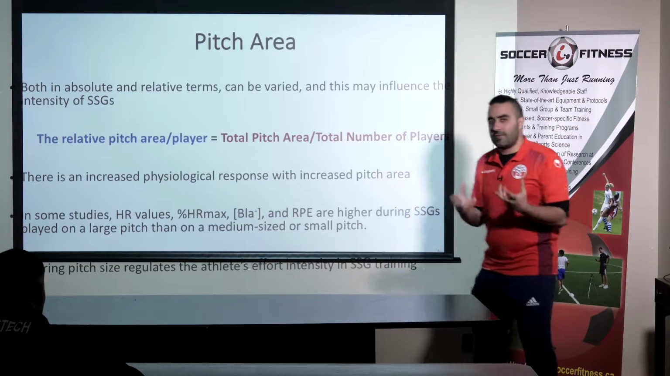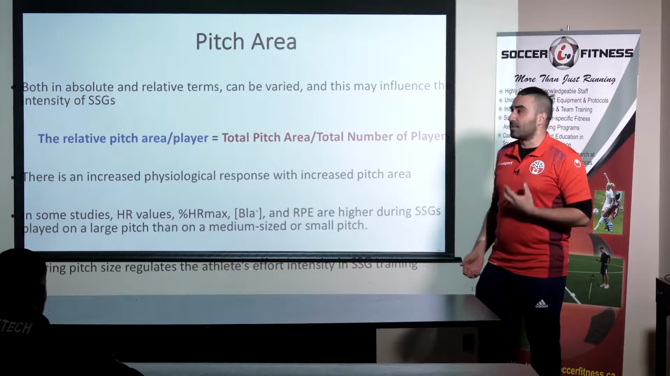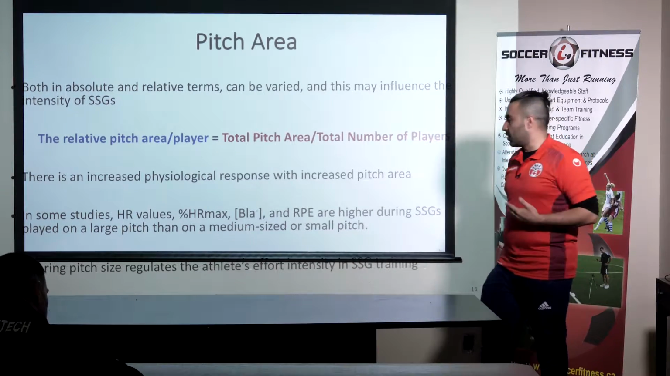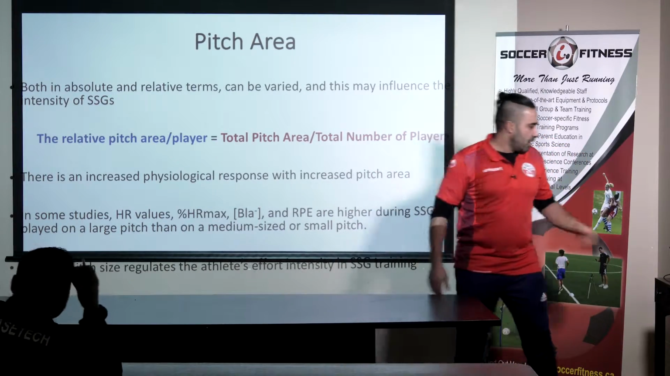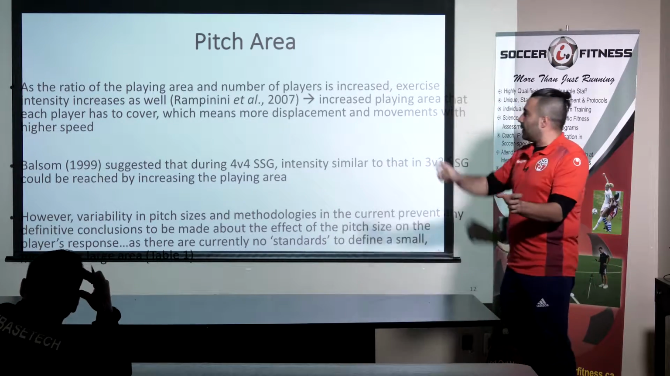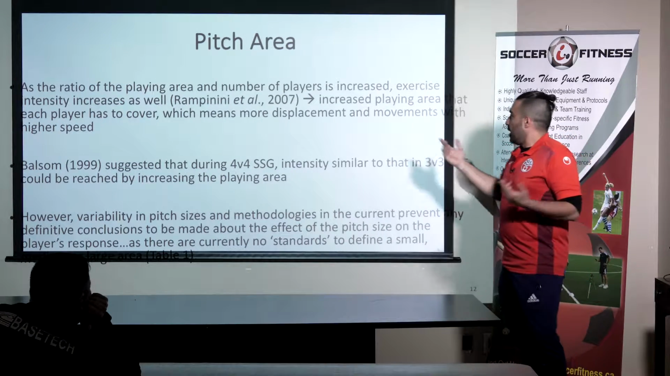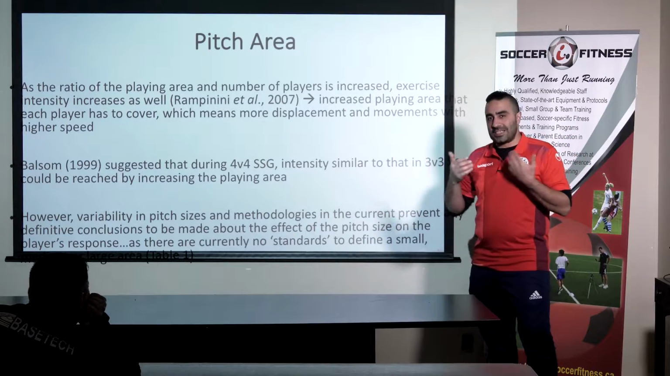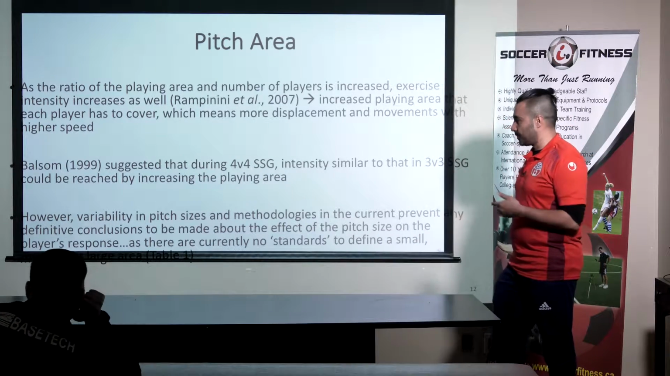So in some studies, these heart rate values of the maximum heart rate, the blood lactate and the RPE are higher during the small-sided games where the players are played on a larger pitch compared to medium or small pitches. And therefore, altering the pitch size alters the intensity of the small-sided game training. So as the ratio of the playing area and the number of players is increased, exercise intensity increases as well. Increased player area increases the playing area which each player has to cover. Therefore, there's more displacement, as I just explained, and movement with higher speeds.